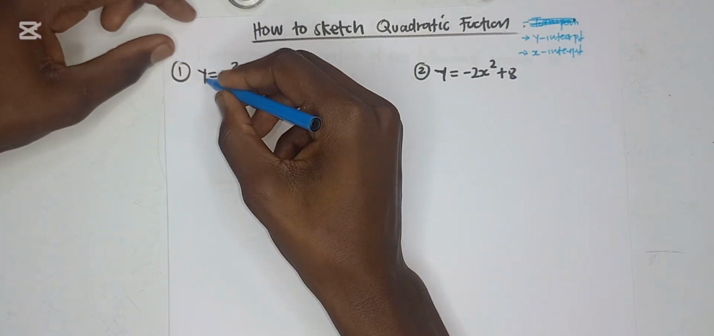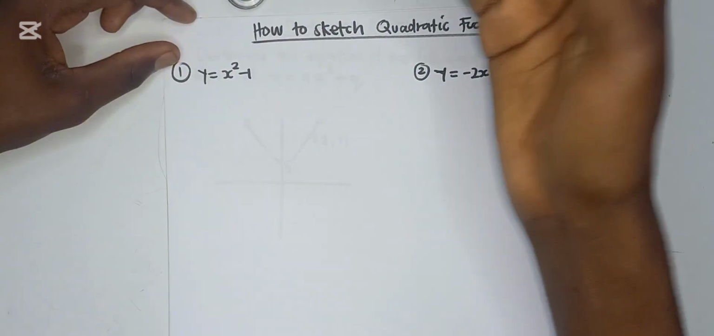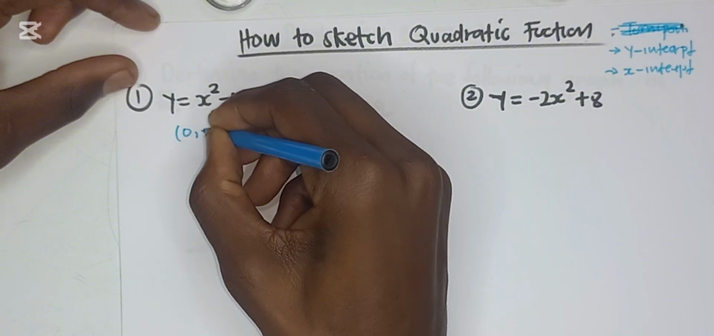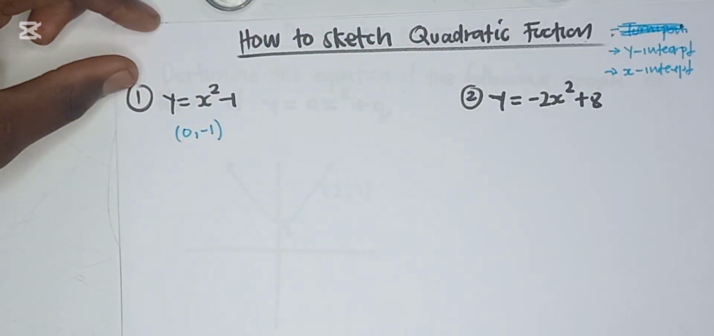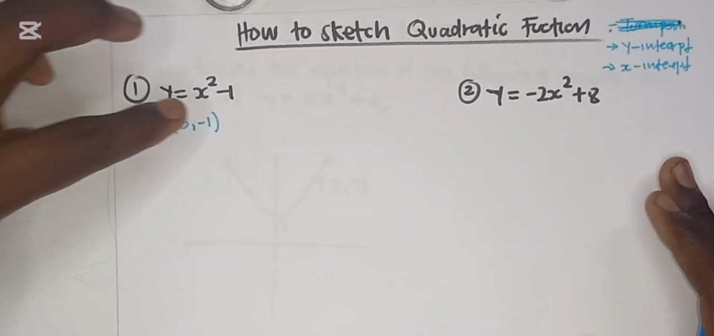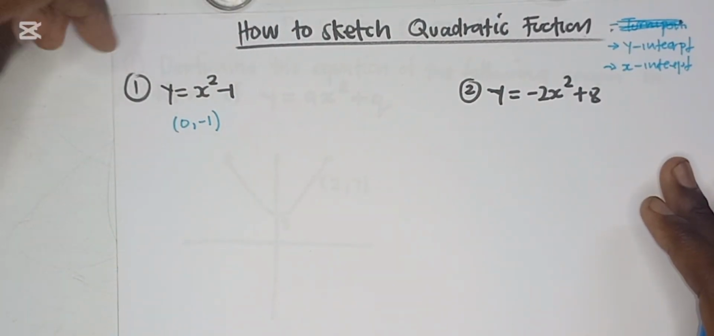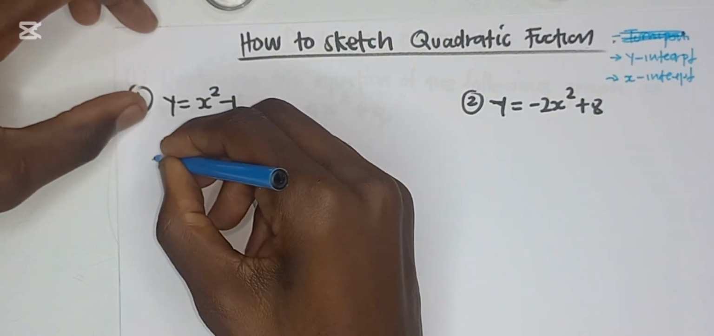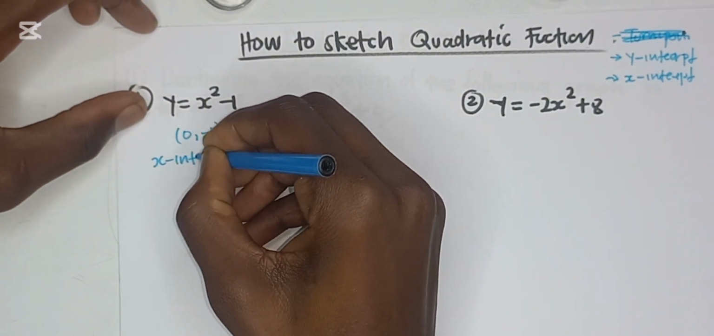So what is the y-intercept of this graph? In our previous video, we've been doing this kind of stuff. The y-intercept is going to be (0, -1). If this is your first time watching, you can go and watch our previous video. You're going to understand absolutely everything, why we say our y-intercept is (0, -1). Then, perfect. So what about our x-intercept?